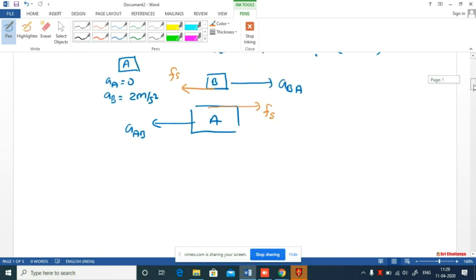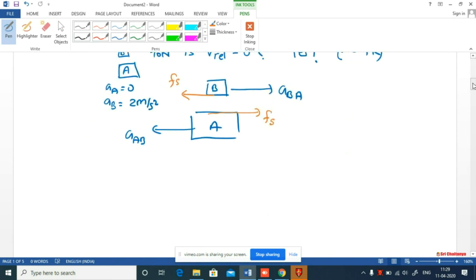So now there's one more condition, obviously. What's that condition? Static friction should be sufficient to ensure that there is no relative acceleration. So don't think that the relative acceleration between them is actually 2. No, it will not be 2. If static friction is acting between them, the relative acceleration will actually be 0. Both A and B will have exactly the same accelerations.